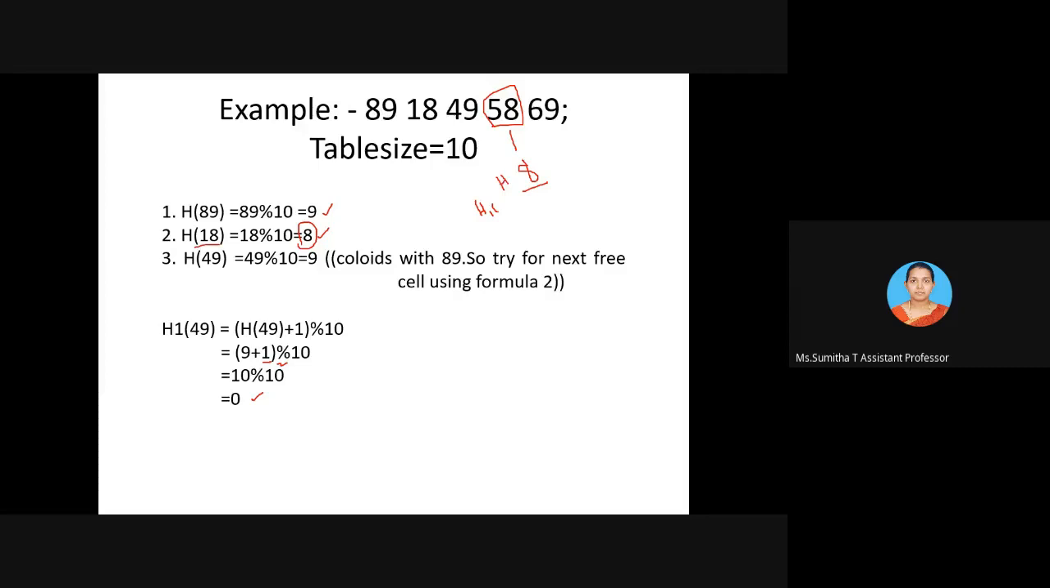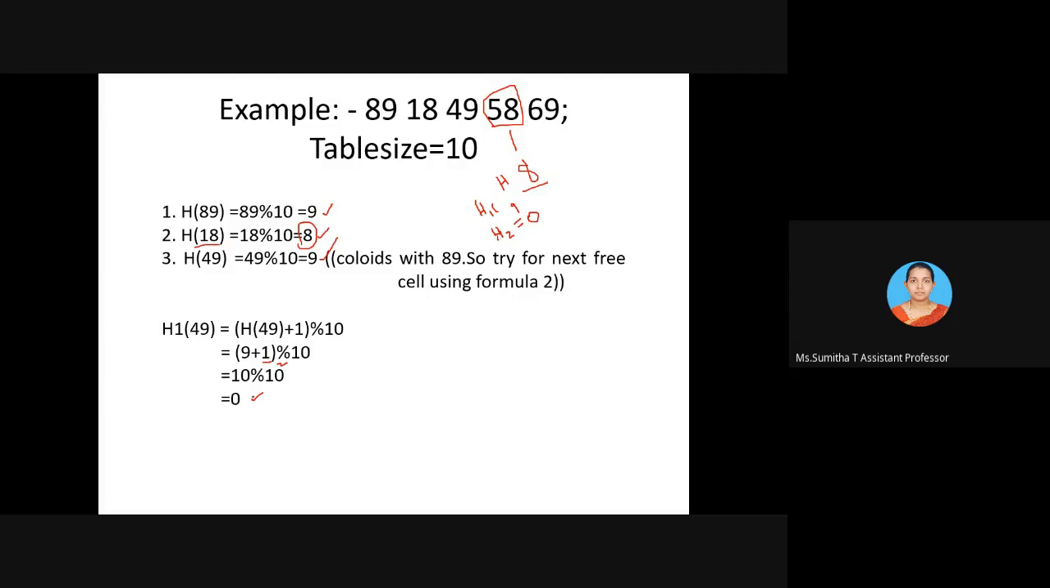Next, H1 of 58 is what? 9. 9 is also already inserted, the element is inserted. So H2 of 58. What is the H2 value for 58? 0. Okay.